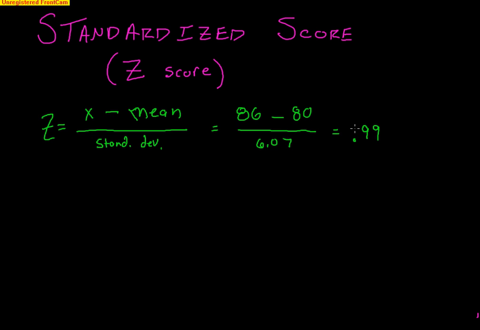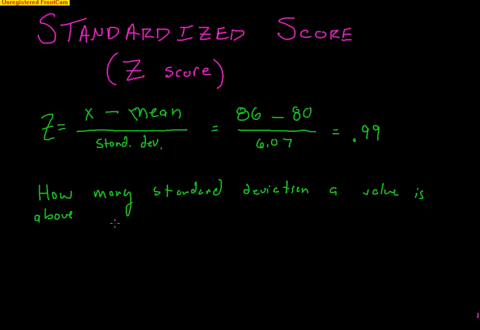Now what does a z-score tell us? First off, there's no units on a z-score. You don't put anything after it. What it does is it represents how many standard deviations you are above or below the mean. So let's write that down. A z-score measures how many standard deviations a value is above or below the mean.